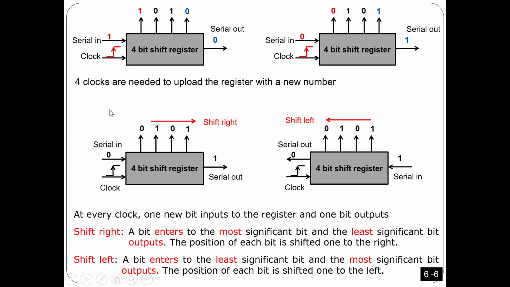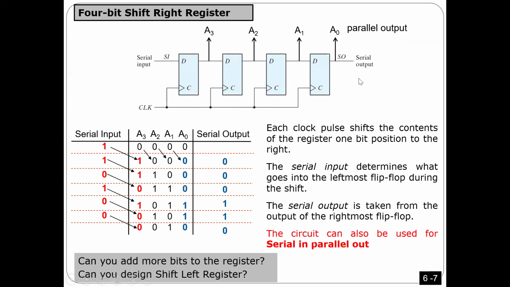Okay. Now, how can you use it? Very simple. Look. For example, if I want to have a 4-bit shift right register, 4-bit means I need four flip-flops, as you see here. I have 4 flip-flops this way. A0 is the number stored by this flip-flop. A1 is the number stored by this flip-flop. A2 is the number stored by this flip-flop. A3 is the number stored by this flip-flop.